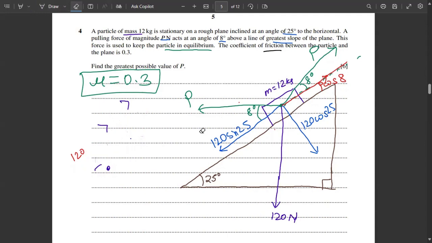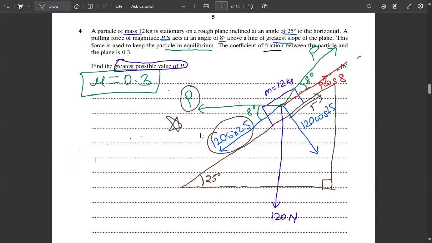So now we have two cases of this P. And out of this, one is completely ruled out. After I did this, find the greatest possible value of P. I completely ruled out one possibility, and that is this one. Why? Because in this scenario, both P is moving downwards and 120 sine 25 is moving downwards. So the only thing which will move upwards will be the frictional force Fr.